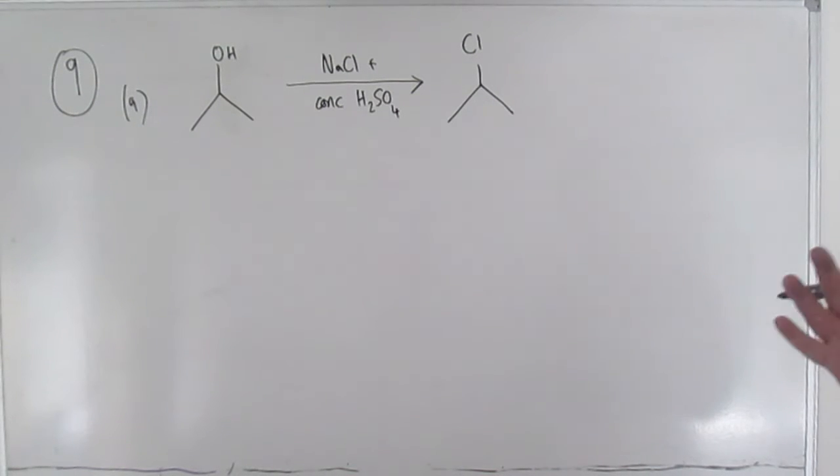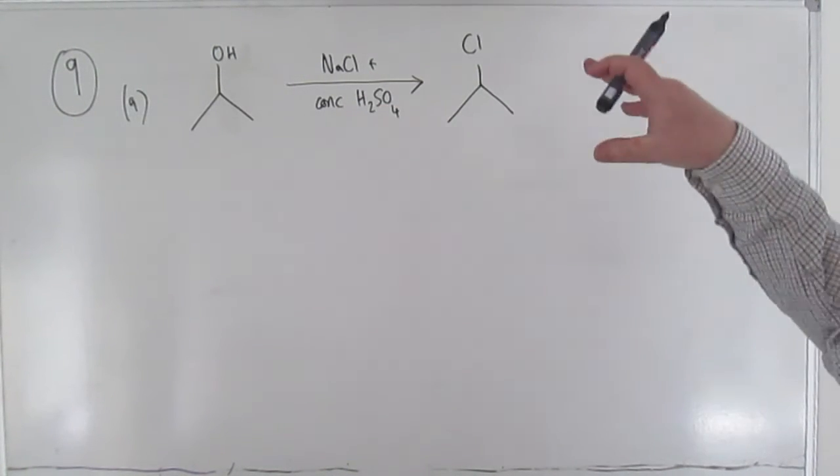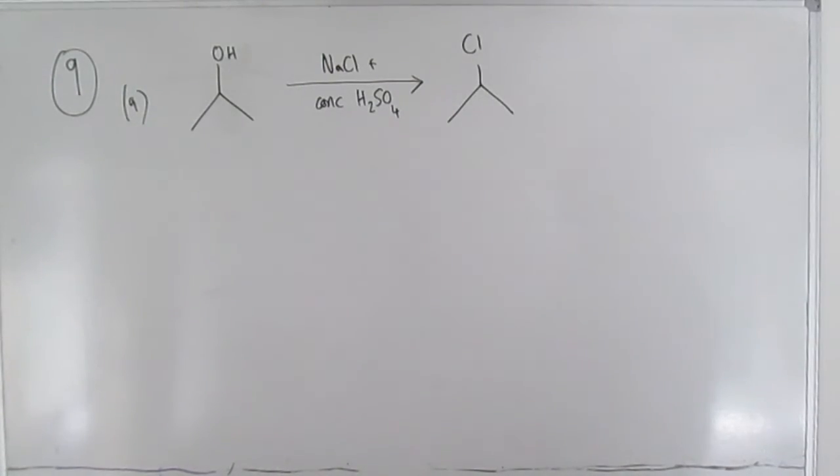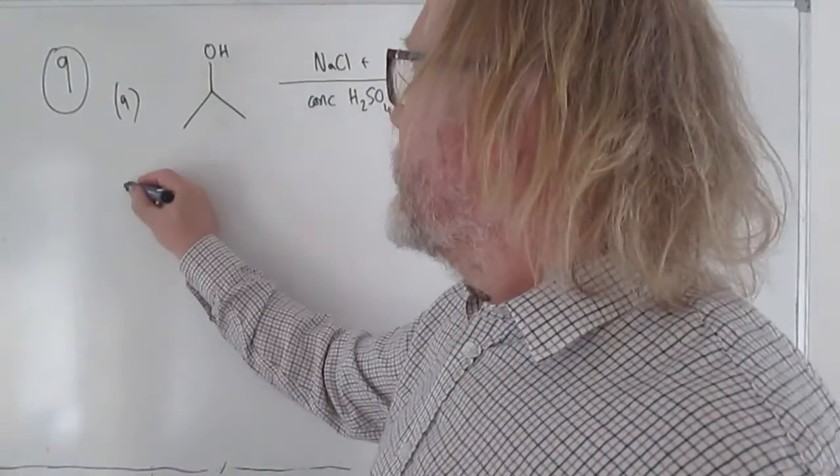Again, you may want to heat it, but it's not an absolutely necessary requirement there. So if you just get the reagents, that would be fine. Sodium chloride plus concentrated sulfuric acid for turning an alcohol into a haloalkane. If it was a bromo one, obviously you would use sodium bromide. Part B asks us for an equation for that reaction.